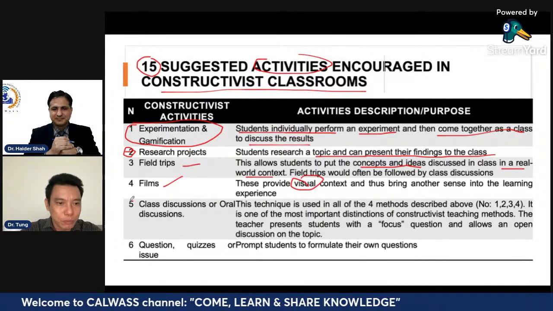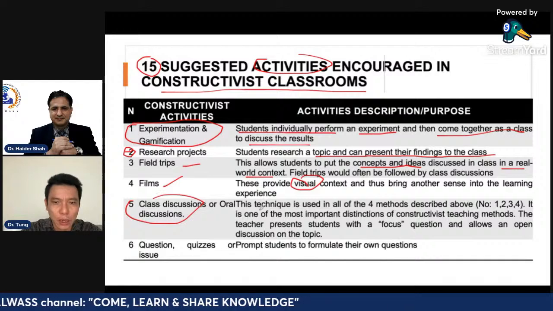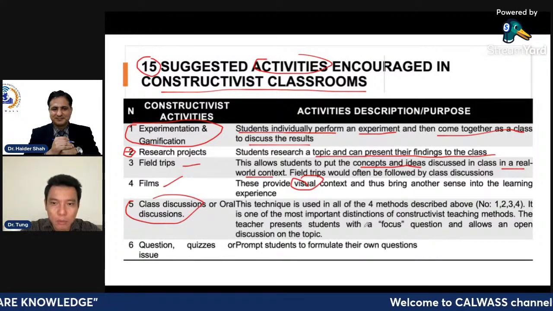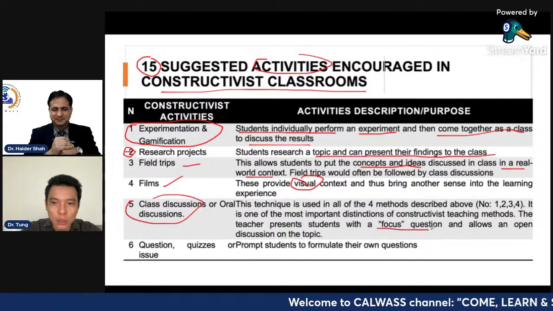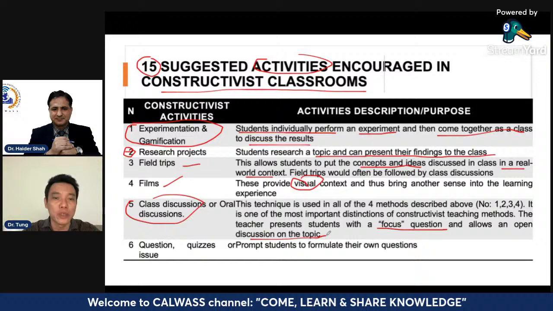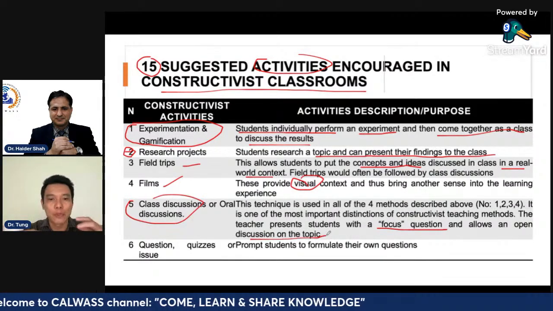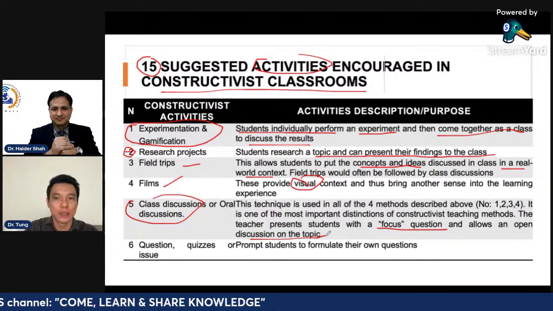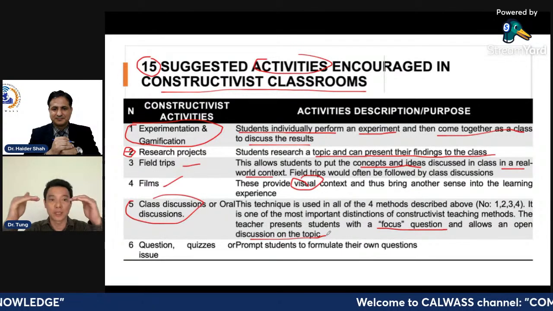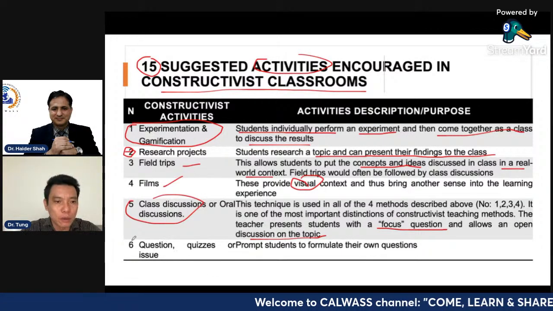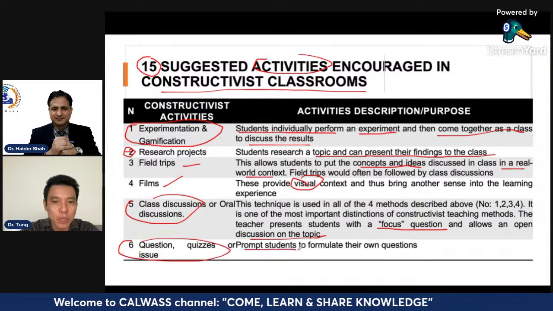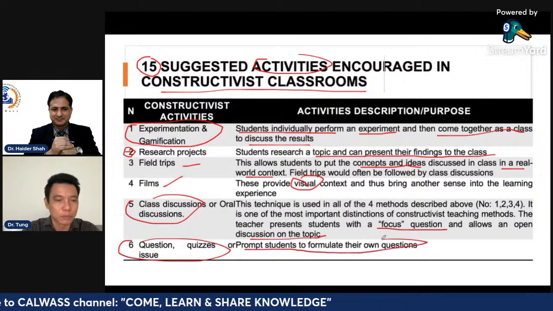Number 5, classroom discussion. You let the students discuss in your class so that they can focus their questions and allow open discussion of the topic. You can engage the students in the class, help them express their ideas, and allow peer evaluation and peer discussion. Number 6, you can give a question or quiz issue. You can prompt students to formulate their own questions.